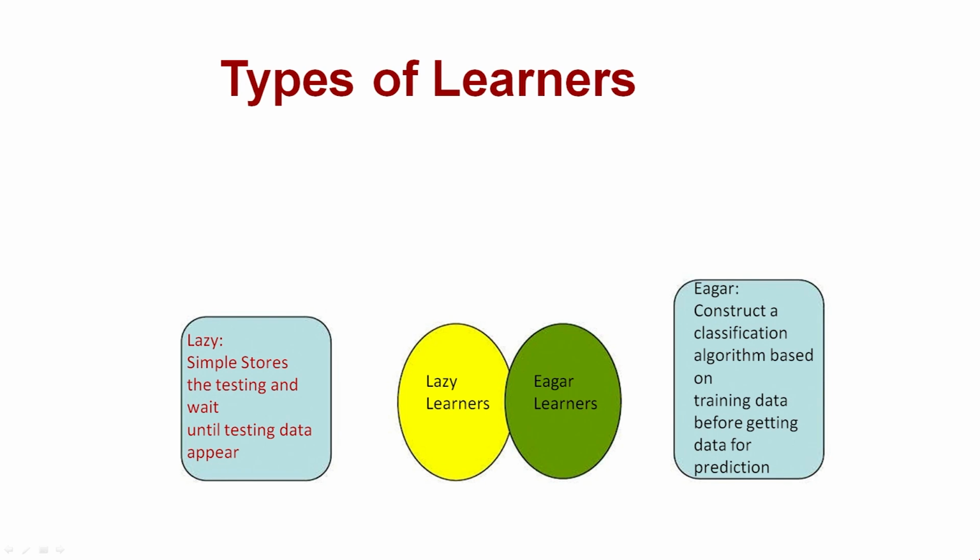But your learners can be of two types. Remember this. One is called lazy learners, the other is called eager learners. This is something not easy to understand. Let me explain whatever I have written from different things which I have got, right? So what is a lazy learner? It simply stores the training data and then waits until the test data appears. But eager learners will construct a classifier based on the training data. So this word will be training here, not testing, training data.